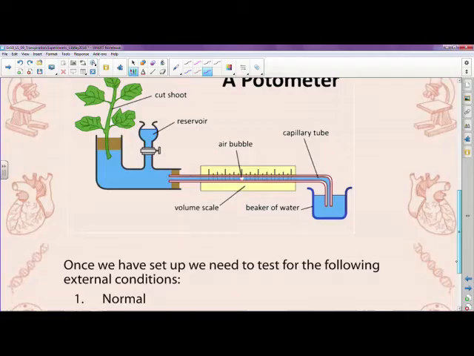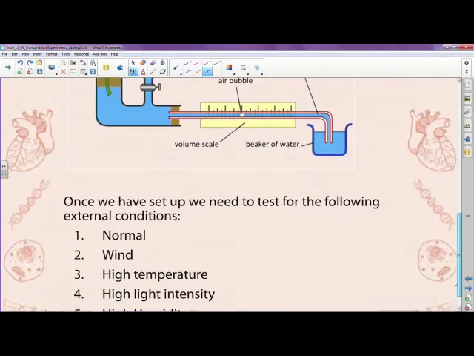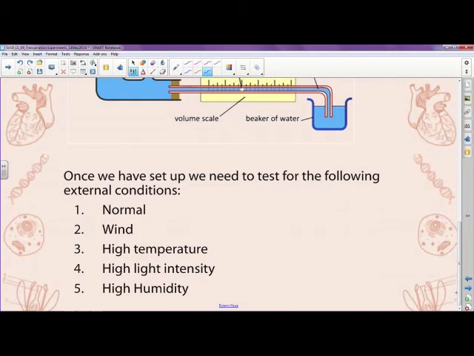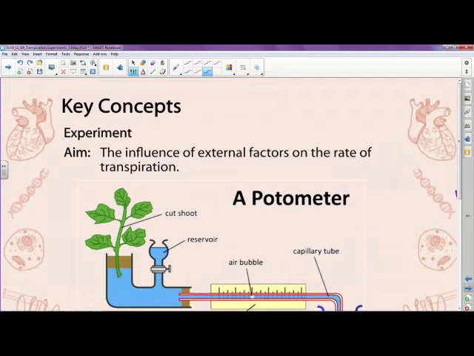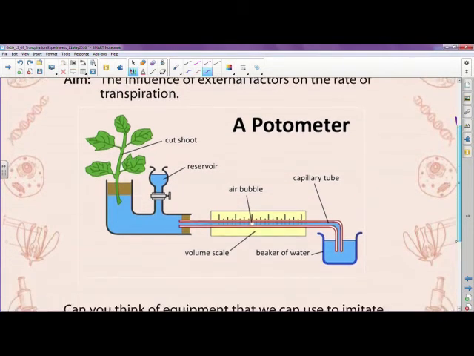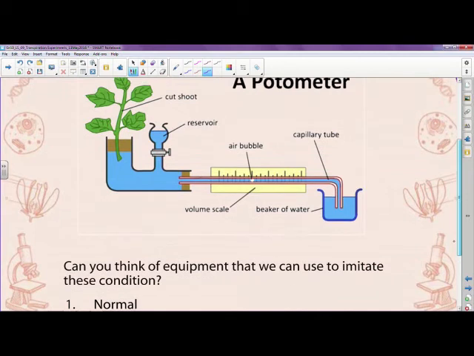So we need to test for these. Can any of you think, let's go back to it. Oh, we're going to find it now. Oh, there we go, almost gave it away.